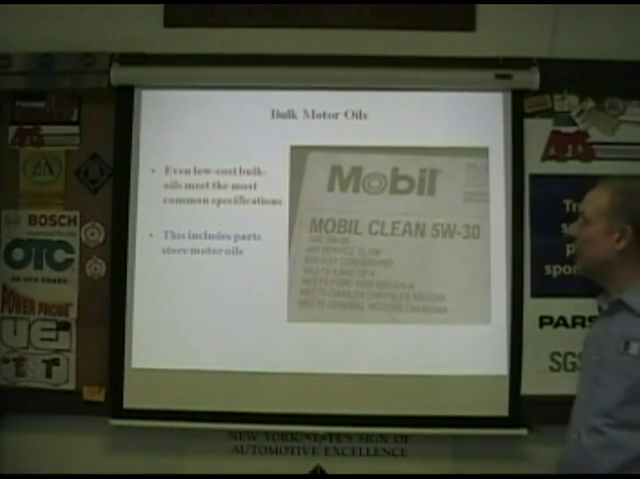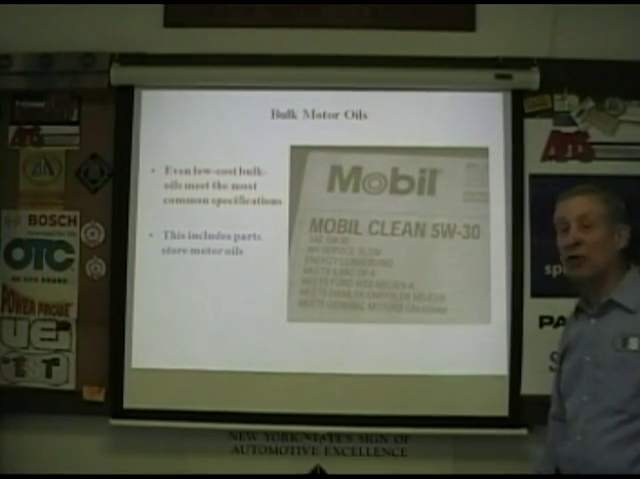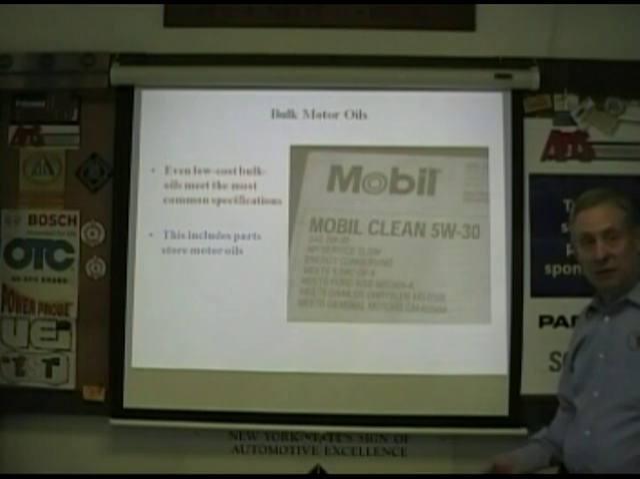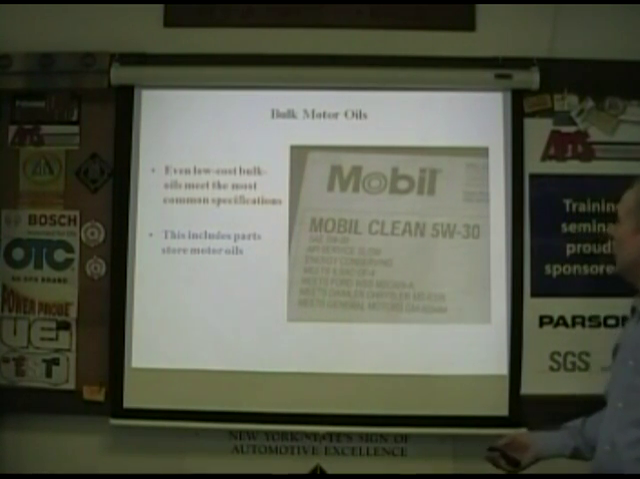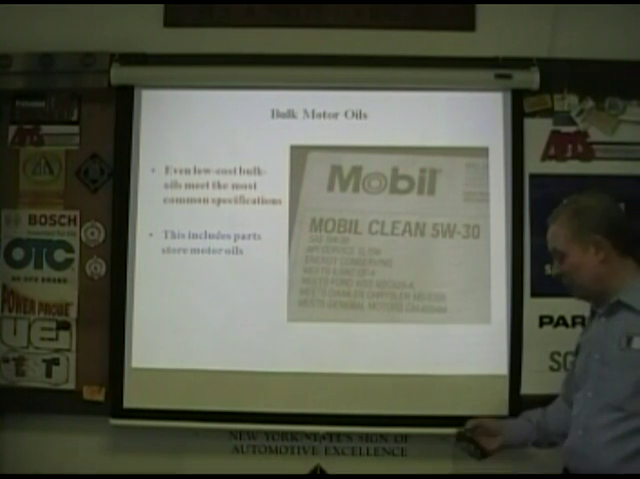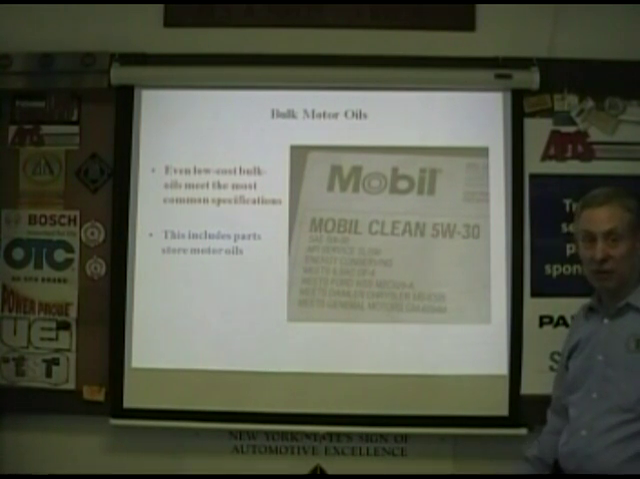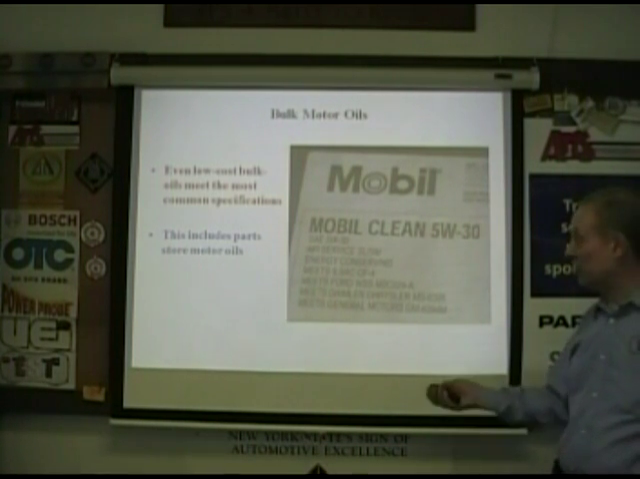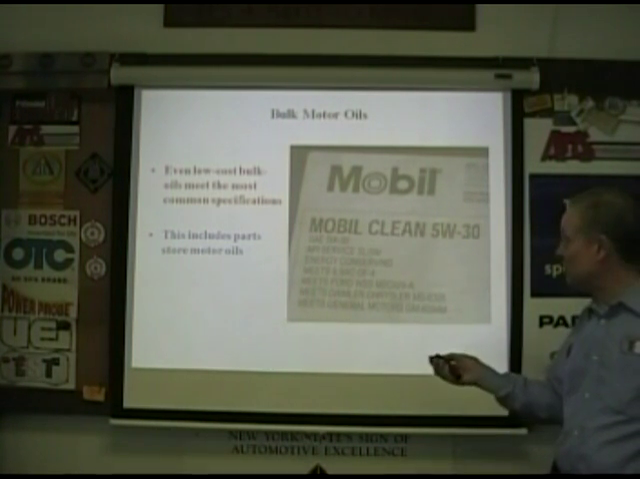All right. Bulk oils. Even low-cost bulk oils can meet the specs. You have to get the spec sheet from the company that sells it to you, though. So that's like from a barrel or something? That could be a barrel. That could be a drum, you know, whatever. It could be bulk loaded, pumped out of a truck into your big storage tank. The bottom line is you have to have paperwork that shows that that oil meets the spec that you're using it for.